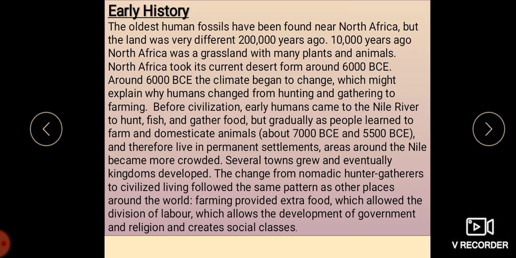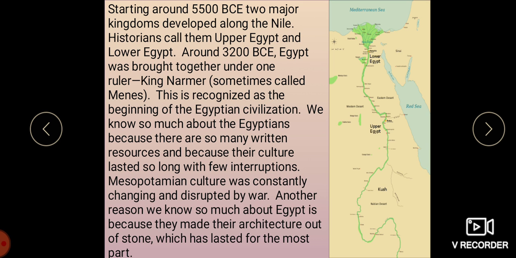The change from nomadic hunter-gatherers to civilized living followed the same pattern as other places around the world. Farming provided extra food, which allowed the division of labor, which allowed the development of government and religion and created social classes.